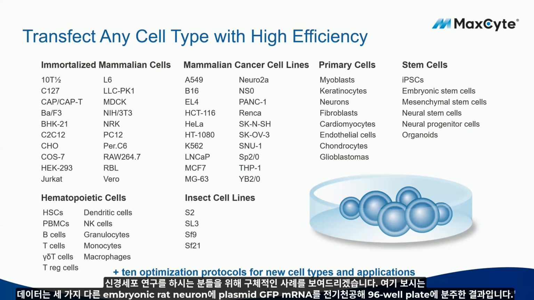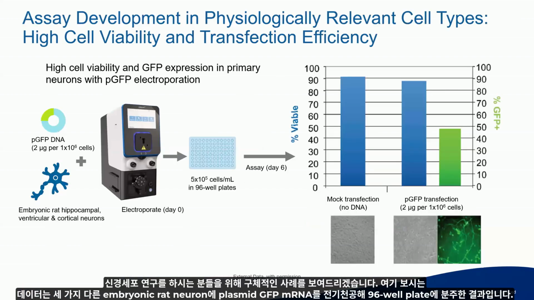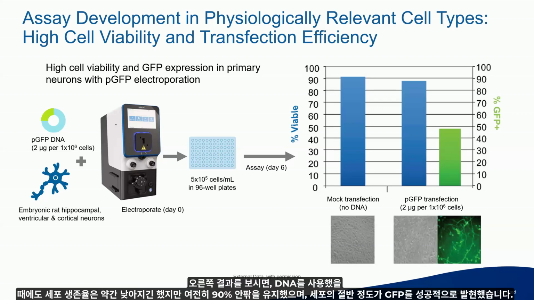And so you might want to see some specific examples for those who work with neurons. This is an example from embryonic rat neurons of 3 different subtypes. In this example, we electroporated with plasmid GFP mRNA and seeded them into a 96-well plate. You can see in the assay on the right side that the viability was above 90%, and slightly under 90% with the DNA transfection. And you can see that they got about half of the cells to take in the GFP.